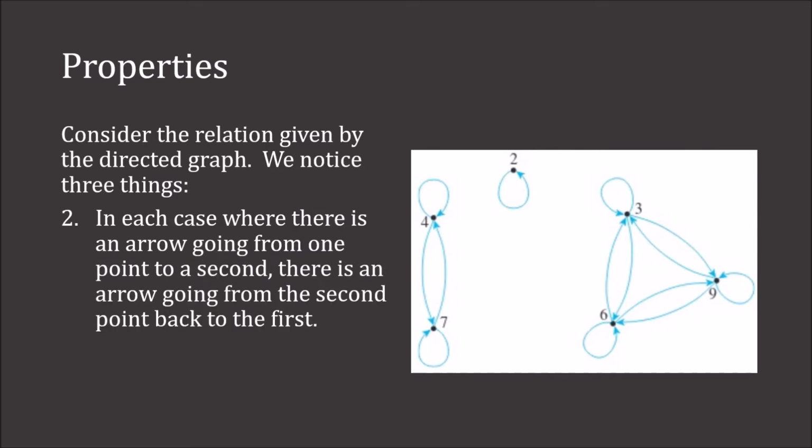Next, in each case where there is an arrow going from one point to a second, there's an arrow going from the second point back to the first. Right? So here we see, 4 goes to 7, so 7 goes to 4. 3 goes to 6, 6 goes to 3, 3 goes to 9, 9 goes to 3, 6 goes to 9, 9 goes back to 6. This is known as symmetry.